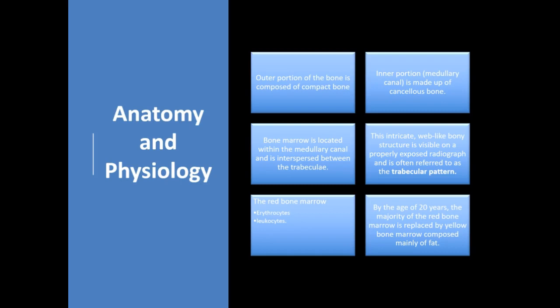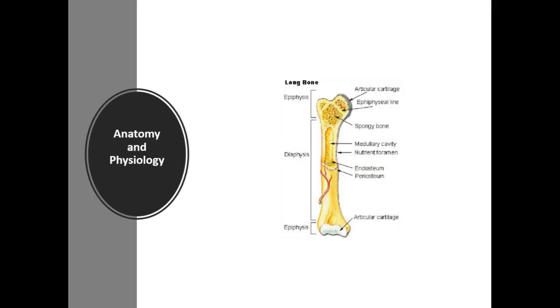The red bone marrow produces erythrocytes and leukocytes. By the age of 20, the majority of the red bone marrow is replaced by yellow bone marrow, which is mostly fat. All right, so here is the breakdown of the bone. So get to know that, make sure you understand and be able to label.